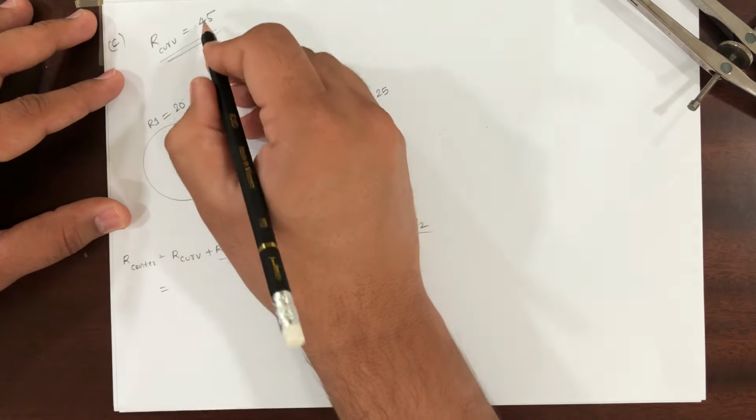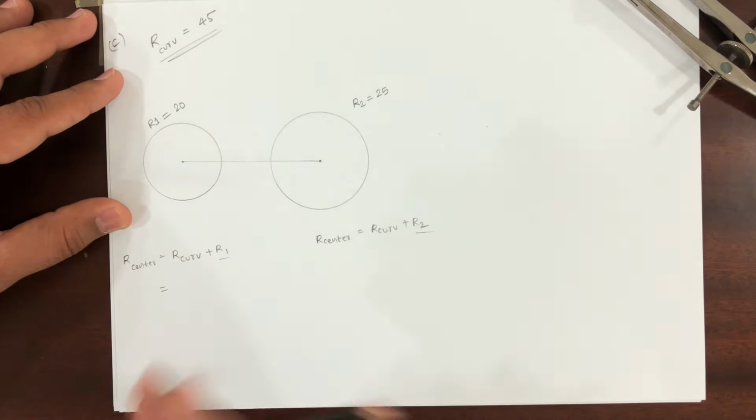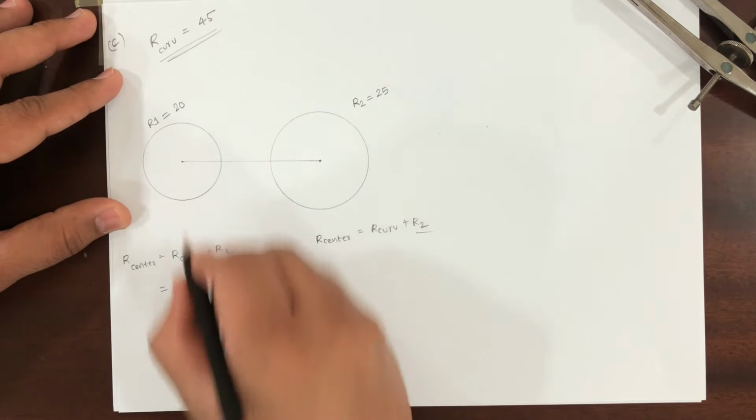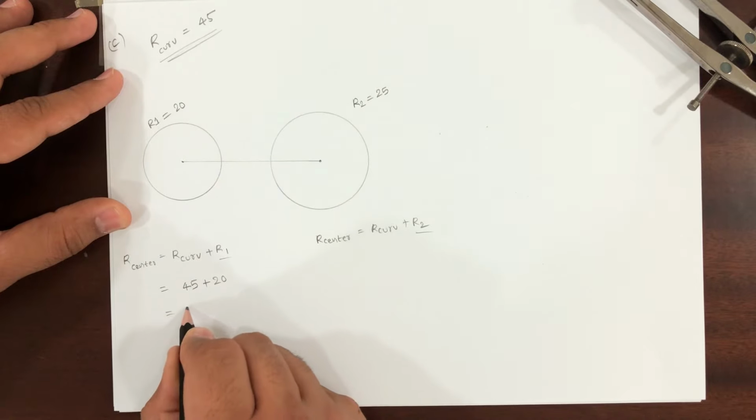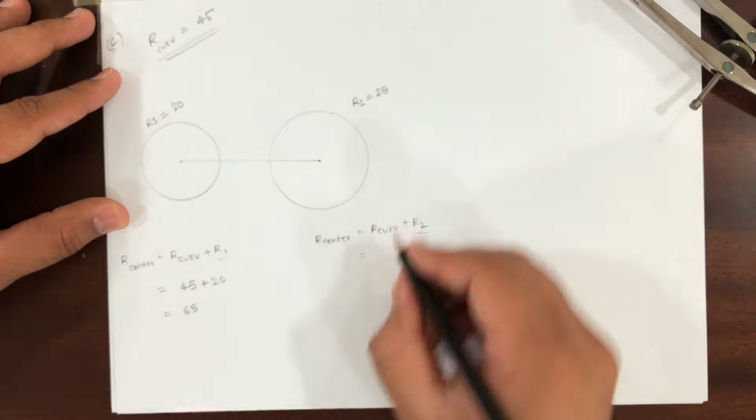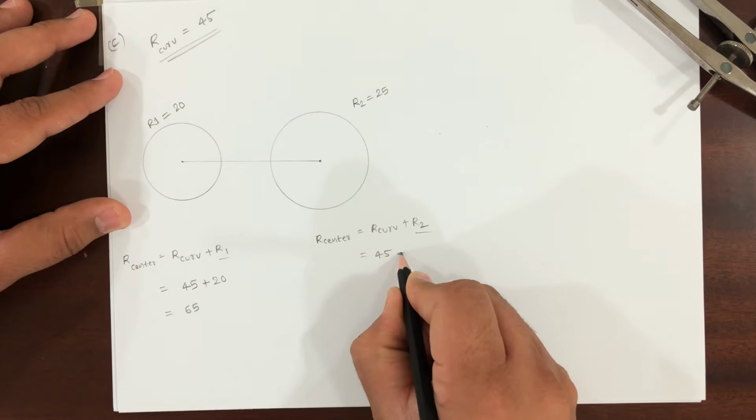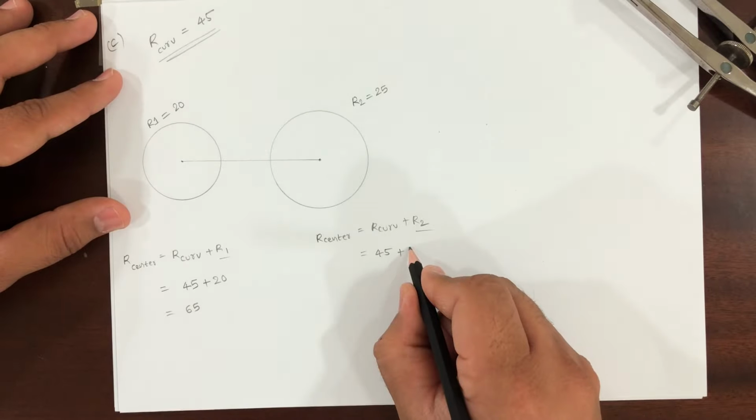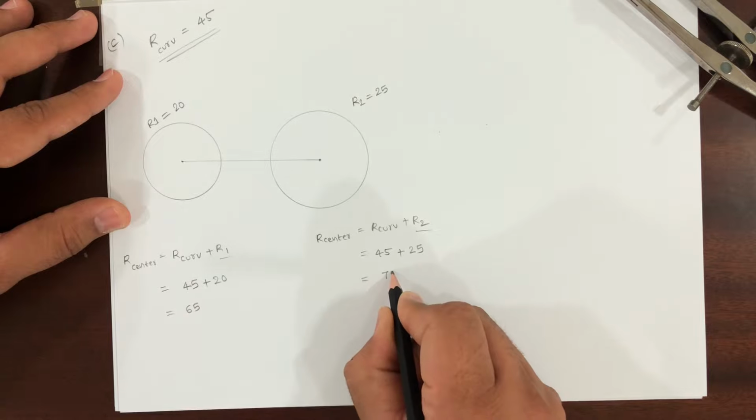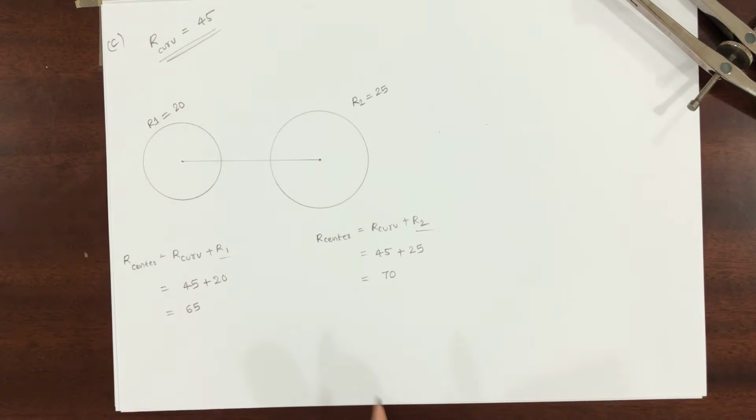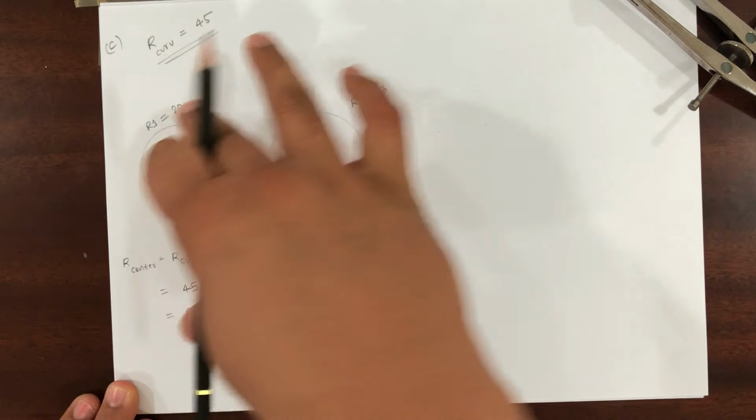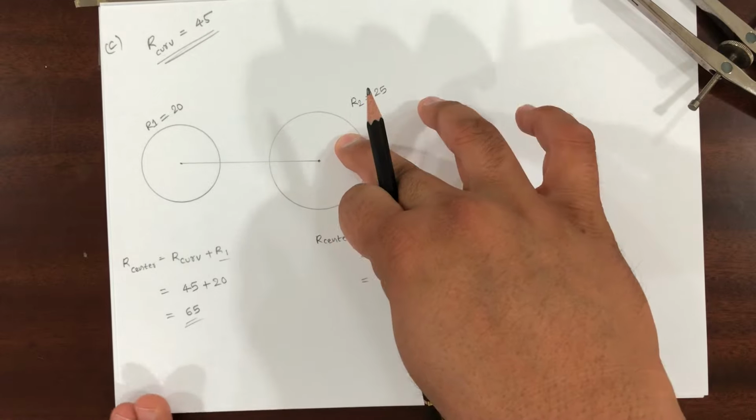Now according to the formula, R center is equal to how much? R curvature is 45 plus R1 is 20, so 65. Okay, here R curvature same, 45 plus R2 is 25, so it will be 70. Okay, so now we got 65 and 70. 65 for the left side, 70 for the right side.